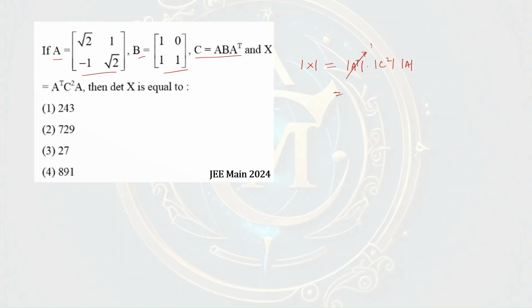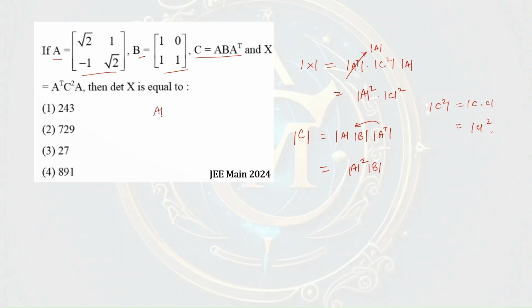Now these two are same, so it becomes determinant of A square times determinant of C square becomes determinant C whole square, because you can write C square as C into C and then split the determinant, so it becomes determinant of C square. Now we have to calculate the determinant of C for this. So C is given to us, so determinant of C will be simply determinant of A times determinant of B times determinant of A transpose. That means these two are same, so determinant of A square times determinant of B.